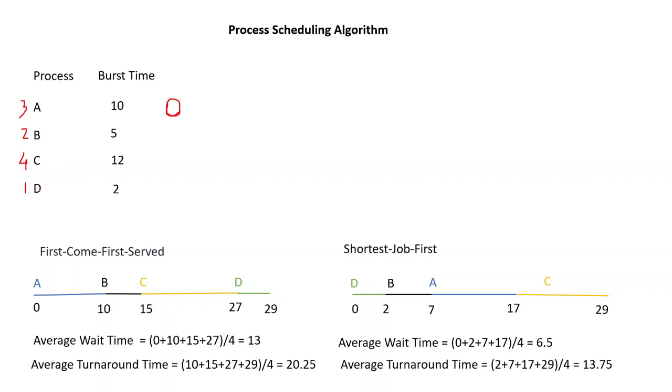Whereas in case of shortest job first, D has a burst time of 2, so from 0 to 2, D executes. B has a burst time of 5, so from 2 to 2 plus 5, that is 7, B executes. A has a burst time of 10, so from 7 to 7 plus 10, that is 17, A will be executing, and at time point 17, C is dispatched. C has a burst time of 12, so from 17 to 17 plus 12, that is 29, C will be executing.